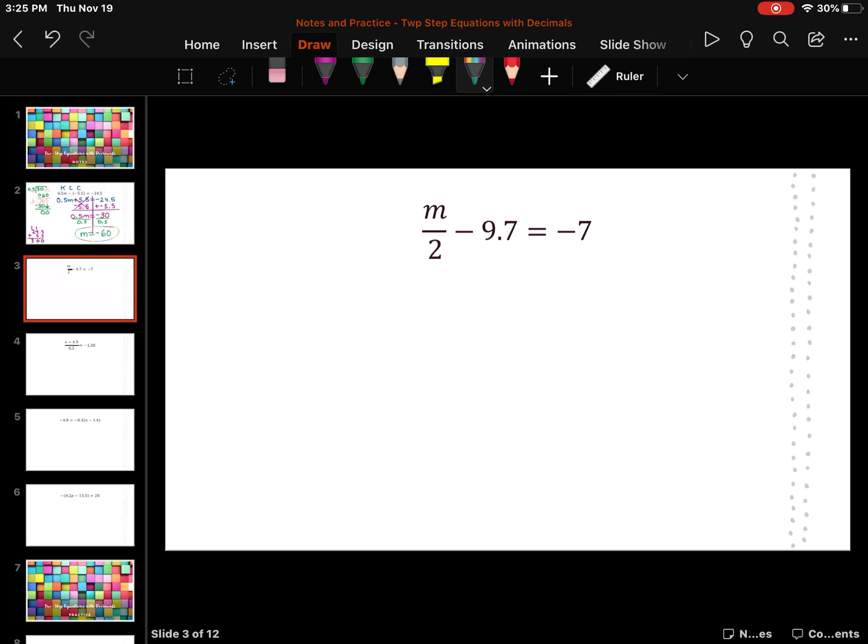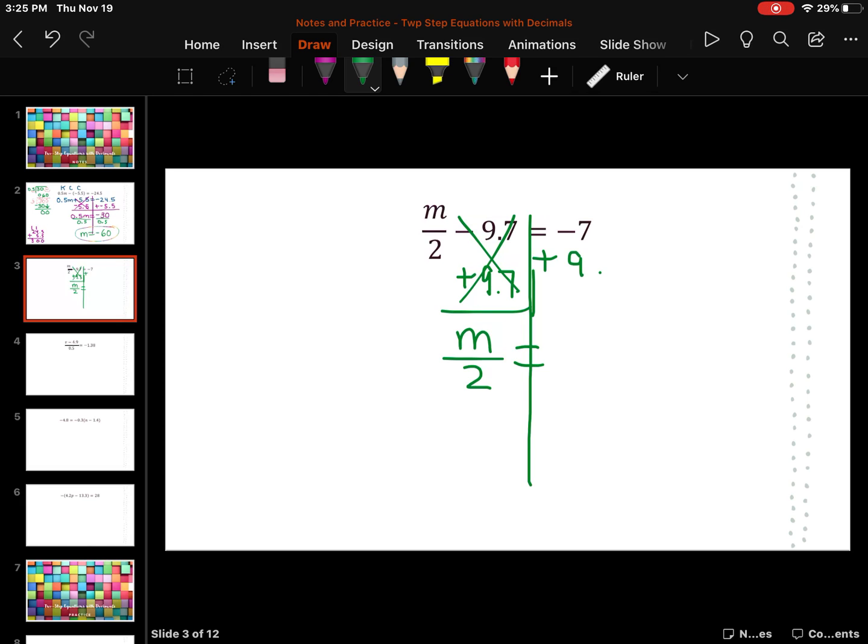All right, let's take a look at number 2. First things first, I'm going to draw my line straight down the middle of my equal sign. Look at any addition or subtraction first. I see minus 9.7. So to clear that away, I'm going to add 9.7. When I do that, that gives me 0, and I'm left with m divided by 2. What I do to one side, I have to also do to the other, so I'm going to add 9.7 to the other side as well.